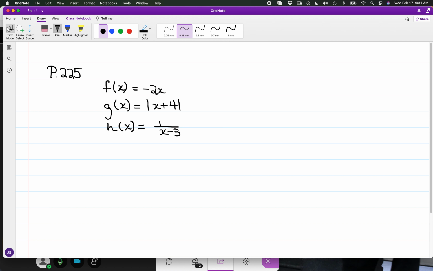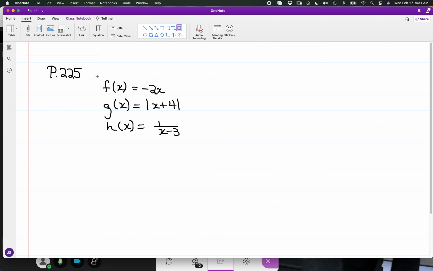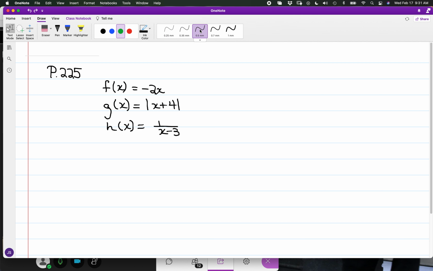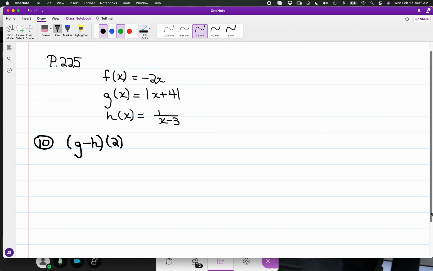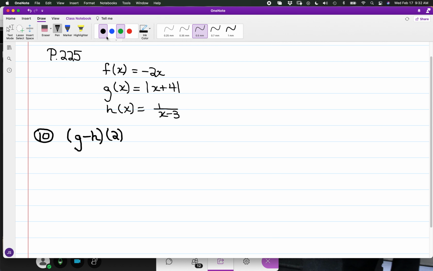And looking at what we have for functional values at specified inputs, so in this one, for number 10, we're looking at g minus h whenever x is equal to 2. And so now you can use either the specific case or the general case, and I'll just show you a couple of approaches here.